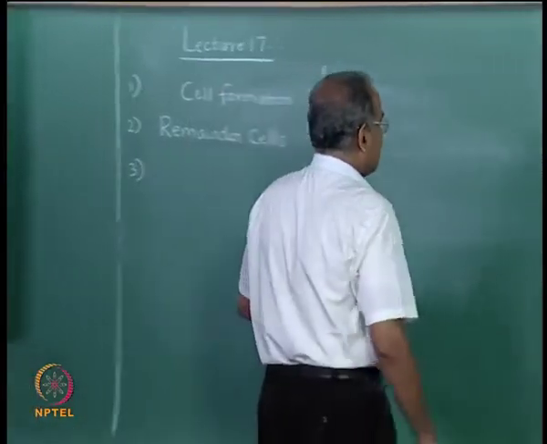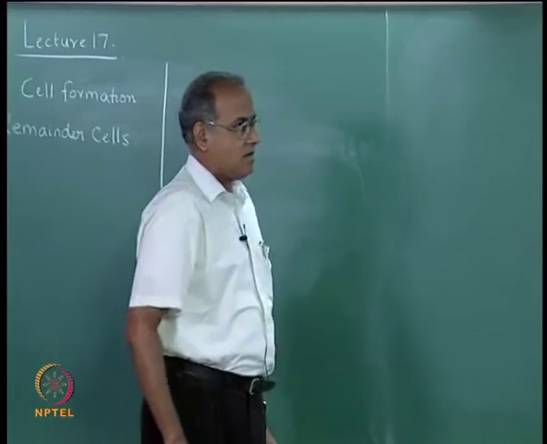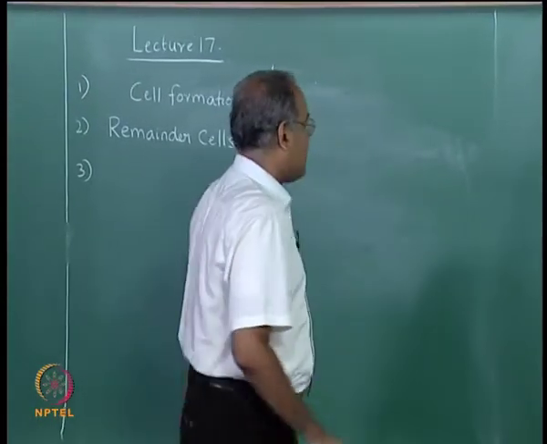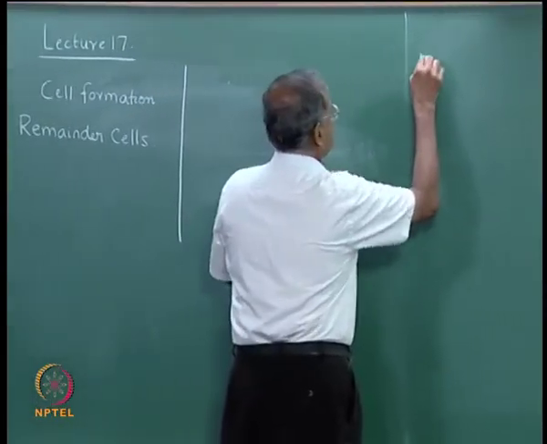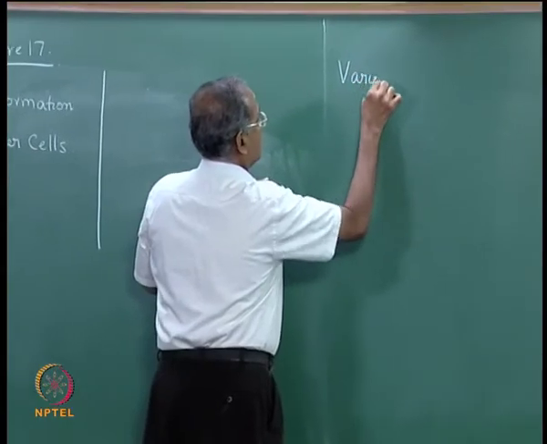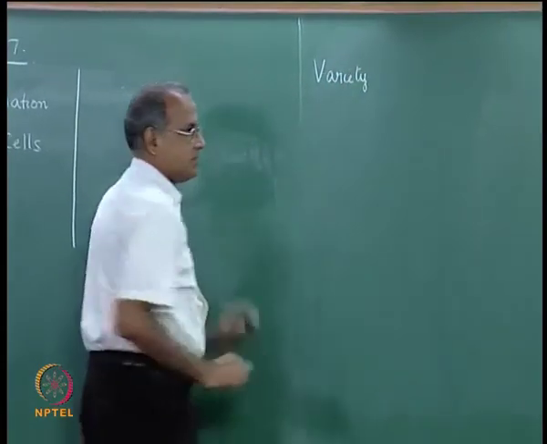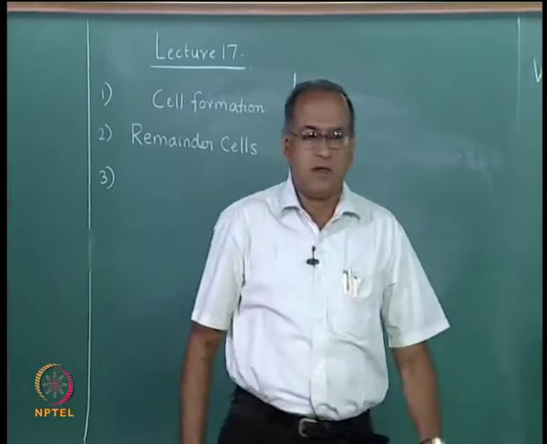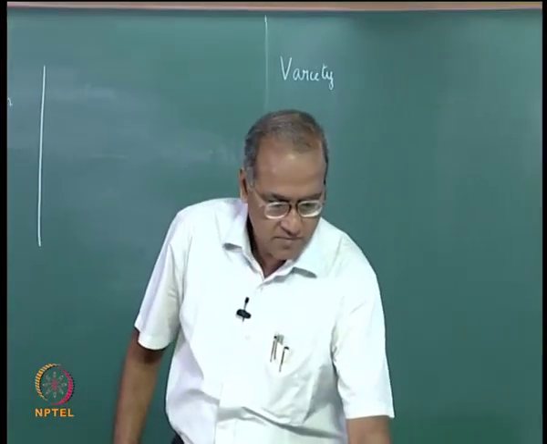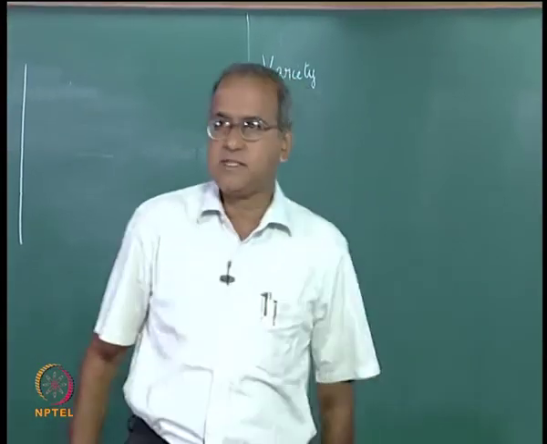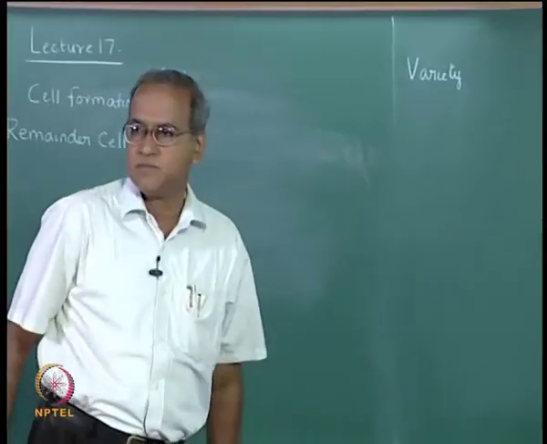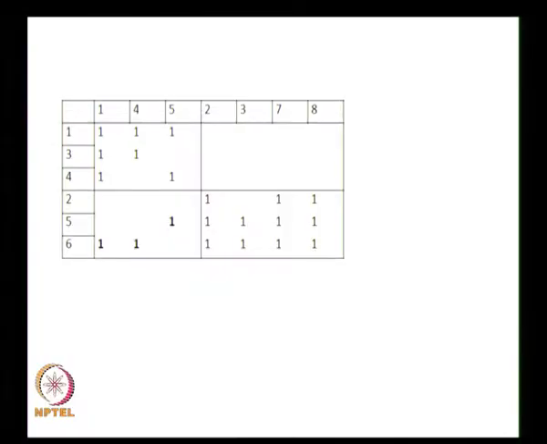Now, let us also look at what happens when variety increases in a cell. What is variety? If we look at an incidence matrix like this, let us say these are 8 distinct parts that are produced in the factory, not in the cell, but in the factory. There are 2 cells in this solution.